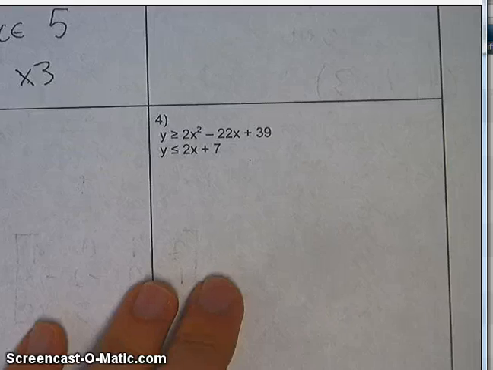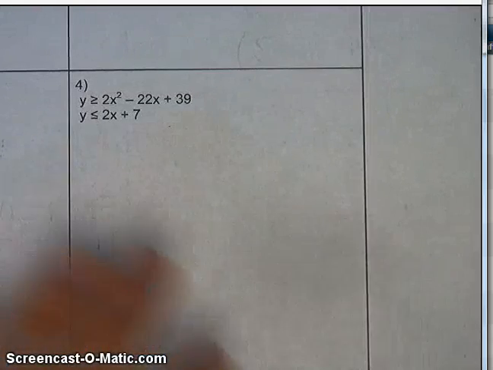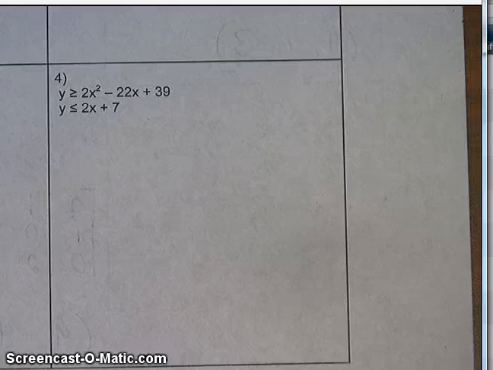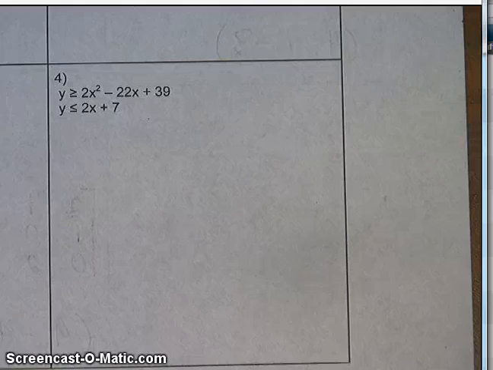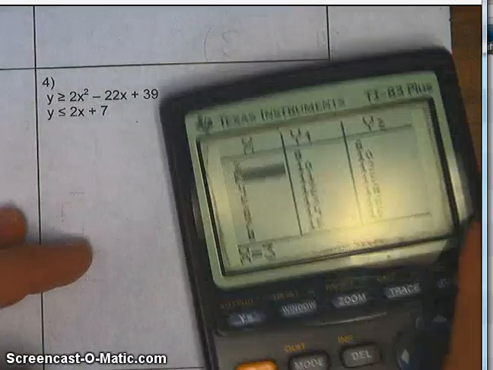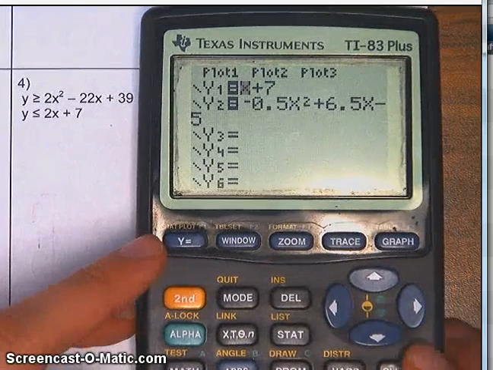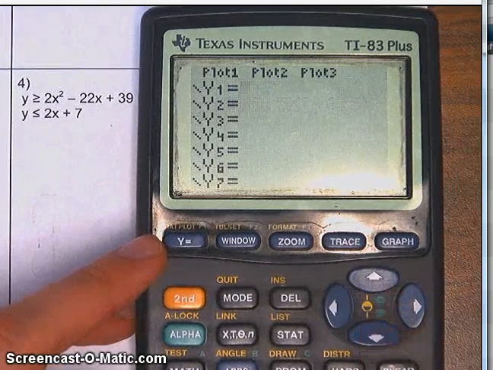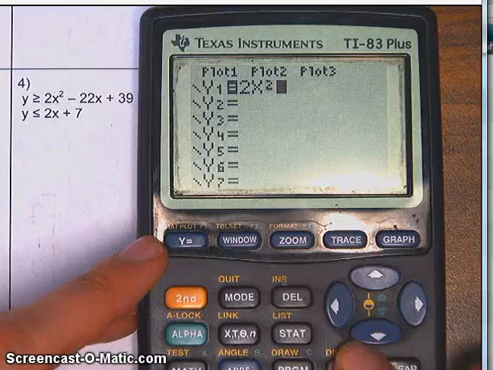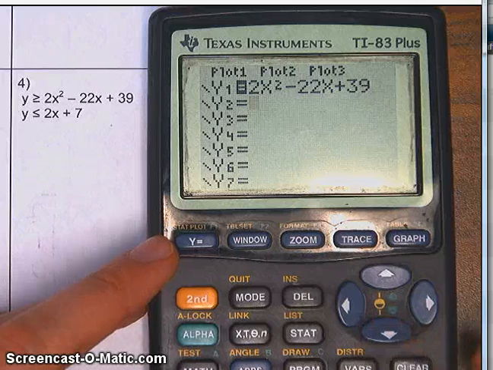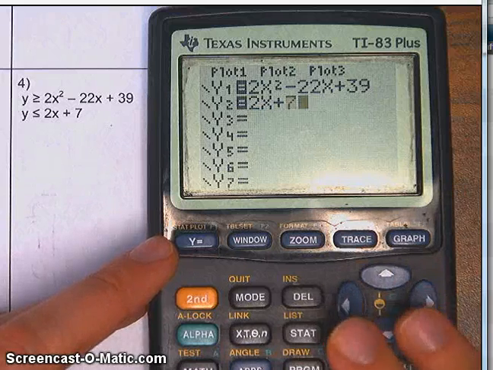Let's do one more right here with inequalities. y is greater than or equal to 2x squared minus 22x plus 39, and y is less than or equal to 2x plus 7. We're going to type those in the calculator. So let me clear these out. 2x squared minus 22x plus 39 and 2x plus 7.